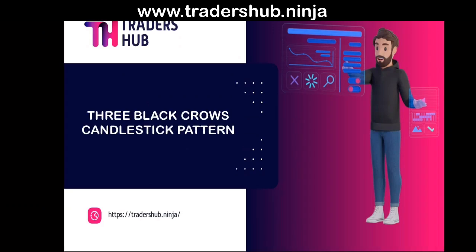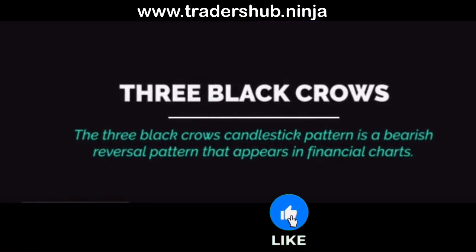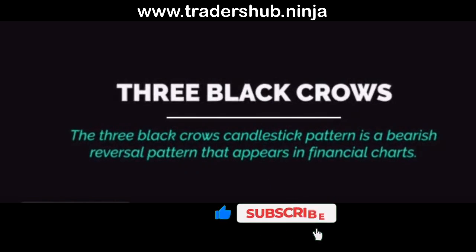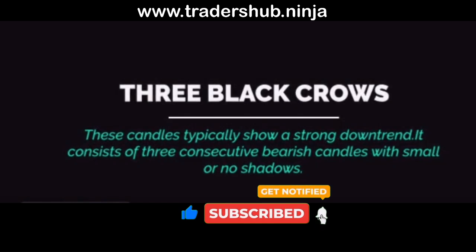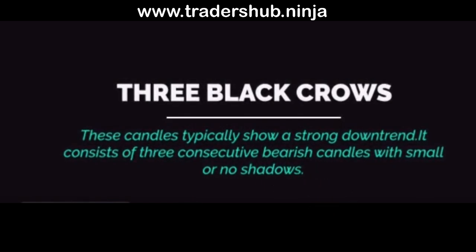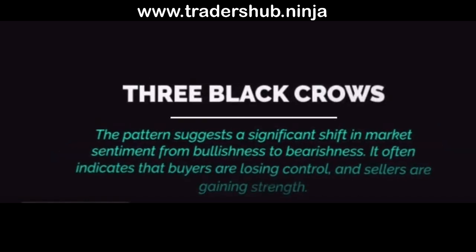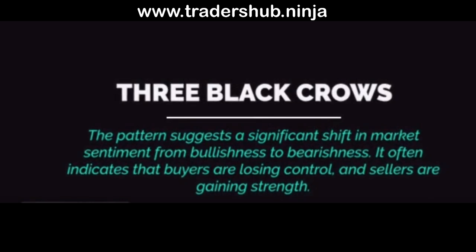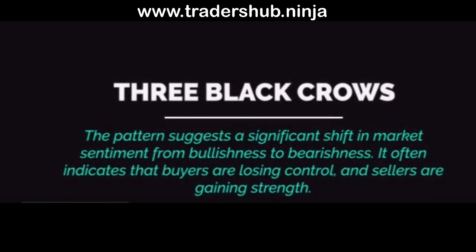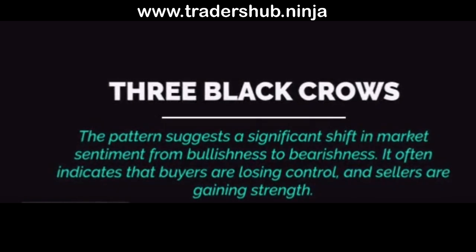Today we are going to learn the 3 black cross candlesticks pattern. The 3 black cross candlesticks pattern is a bearish reversal pattern that appears in financial charts. These candles typically show a strong downtrend. It consists of 3 consecutive bearish candles with small or no shadows. This pattern suggests a significant shift in market sentiment from bullishness to bearishness. It often indicates that buyers are losing control and sellers are gaining strength.